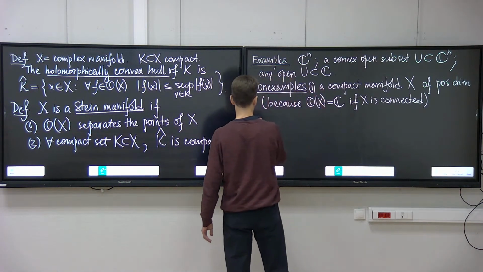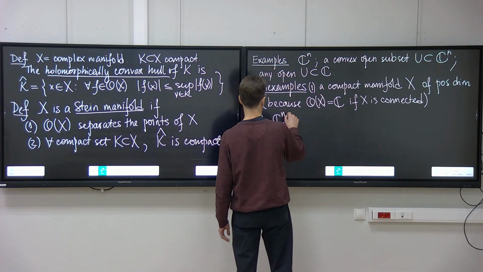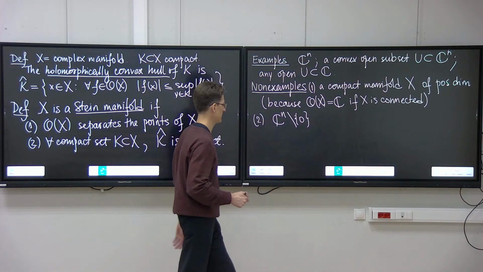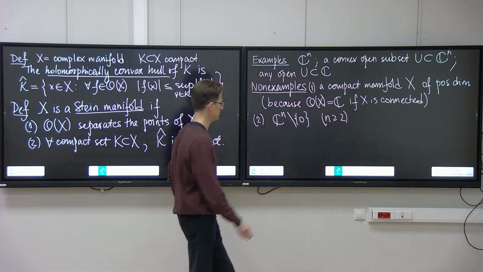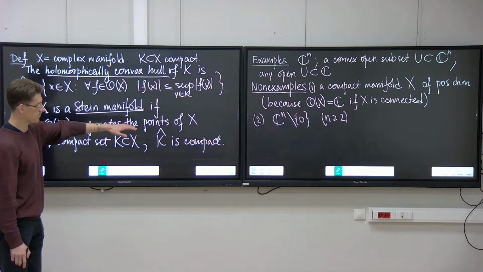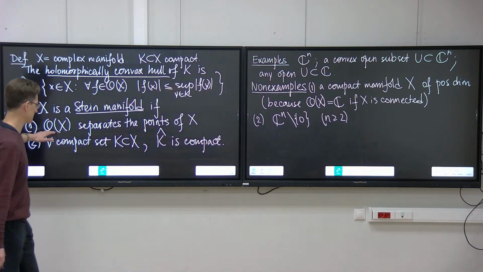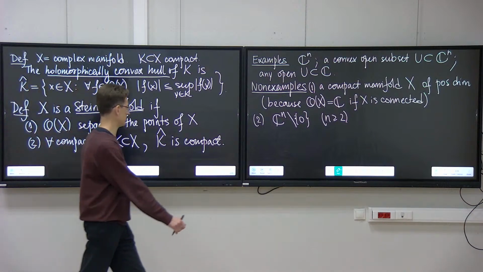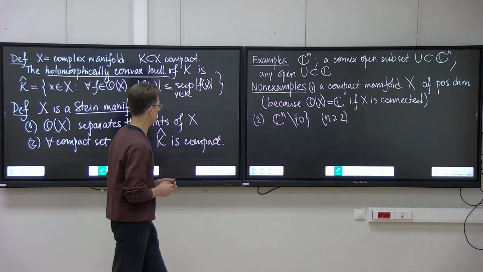And another non-example looks as follows. We can take C^n and throw away a single point, 0. It turns out that this is not a Stein manifold. Clearly, holomorphic functions separate the points in this case, so condition one is satisfied, but condition two fails. So this is not a Stein manifold.